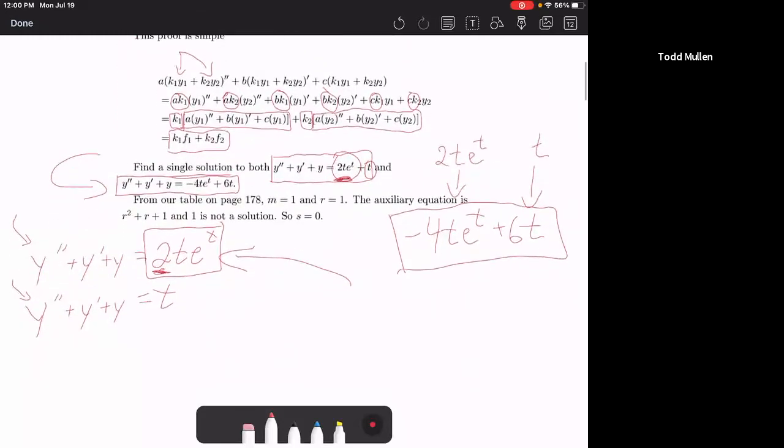So our first step is always to look at the auxiliary equation when we're dealing with these things from the table. So our auxiliary equation, recall that it's just the values being multiplied by all the derivatives and the original function y. So these are all actually 1. So our auxiliary equation is just r squared plus r plus 1 equals 0. And our table on page 178 asks us to check whether 1 is a solution to it, and 1 isn't a solution. So we don't have to multiply by some t to the s term. s is equal to 0.